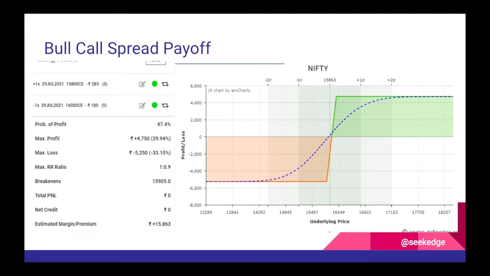Risk reward is how much money you stand to make for the risk taken. 1:0.9 means if I put in 1 rupee of risk, I will make almost 0.9. That is the risk reward ratio. Break even is the strike level at which I would be neither in loss nor in profit. Margin is the capital that is required. See the low margin, around 15,800 is the margin required.